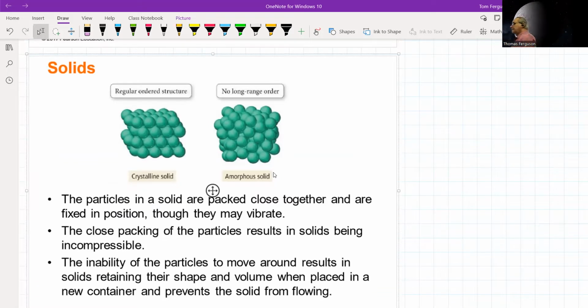Now, solids are very different than liquids. Solids are dense like liquids, but because of the crystal lattice force energy within the crystal, it will keep the crystal together. Why do you think that is? What is the main reason we always talk about why things happen? Stability. Yeah, it's more stable that way.